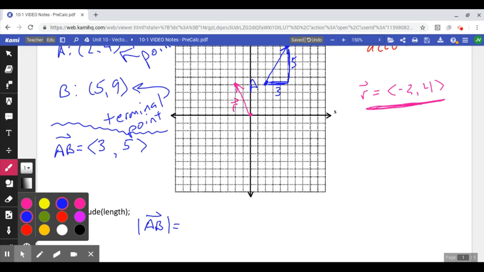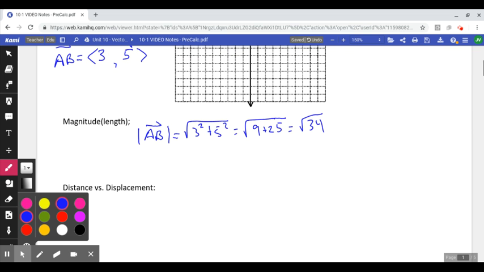So this one would be the square root of 3 squared, that's the x component, plus 5 squared. So that'll be the square root of 9 plus 25. And when you square any one of these numbers, whether they're negative or positive, you're going to get two positive numbers here. And that's going to be the square root of 34.